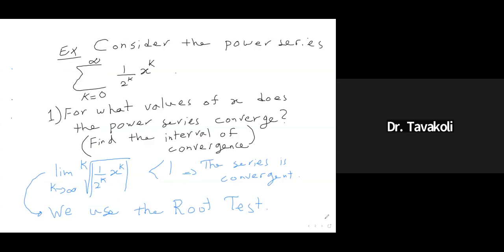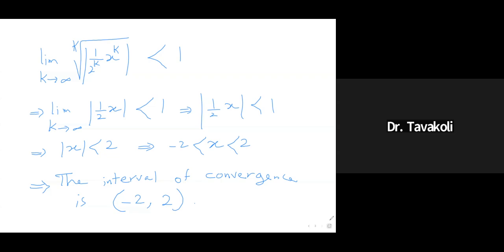In such problems, usually we have one part about what is the radius of convergence.